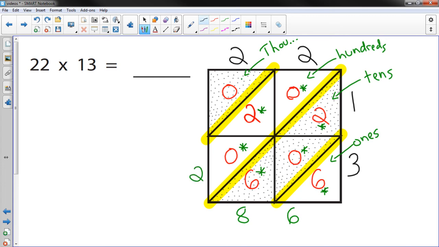Now I'm going to go to this place, the thousands. There's just a 0 there. I'm not going to put anything there. So my answer is right here, 286.